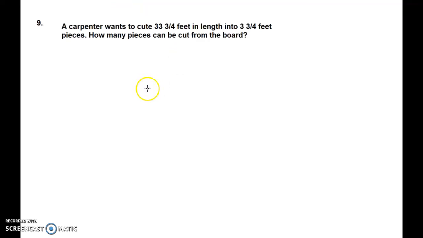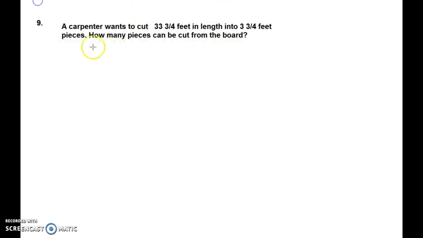All right, number 9 on common assessment. Number 1. A carpenter wants to cut, I messed up right here. He wants to cut 33 3/4 feet in length into 3 3/4 feet pieces. How many pieces can be cut from the board?